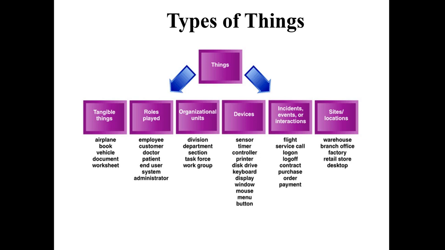Devices: sensor, timer, controller, printer, disk drive, keyboard, display, window, mouse, menu button, etc. And incidents, which are events or interactions: flight, service, call, log on, log off, contract, purchase, order, payment. Sites or locations may include the warehouse, branch office, factory, retail store, desktop, etc.